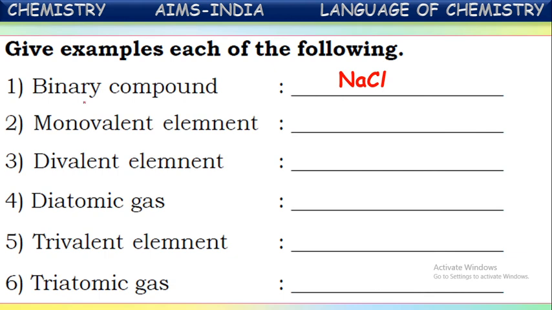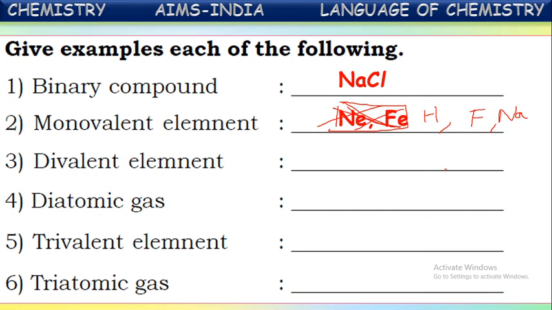Next, monovalent elements. So, what are monovalent elements? The elements with valency 1 are called monovalent elements. Can you give examples for the monovalent elements? Hydrogen, valency of hydrogen is 1. I think they have given here monoatomic. So monovalent elements are hydrogen, chlorine, sodium. These all will come under monovalent elements.